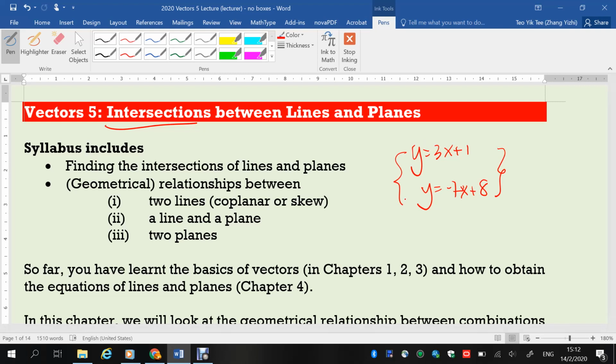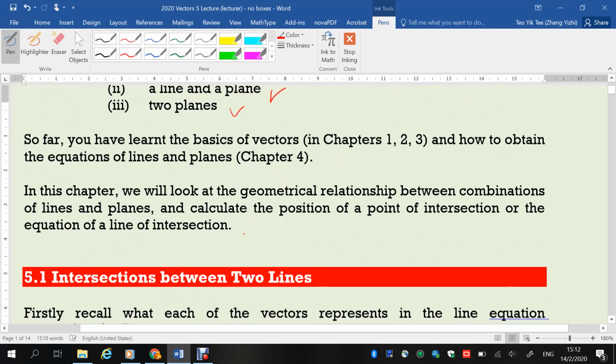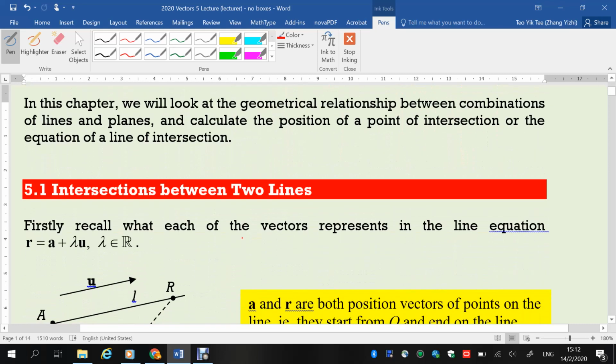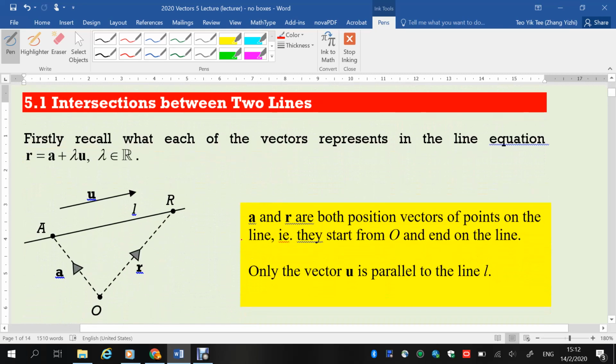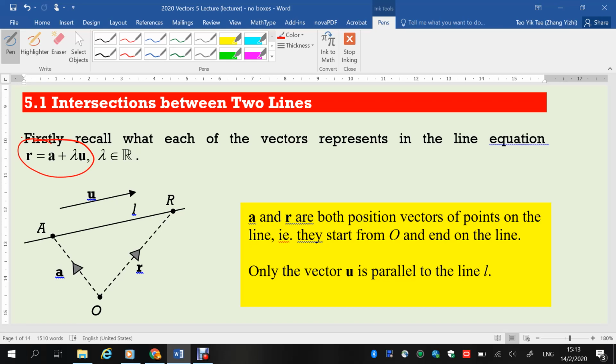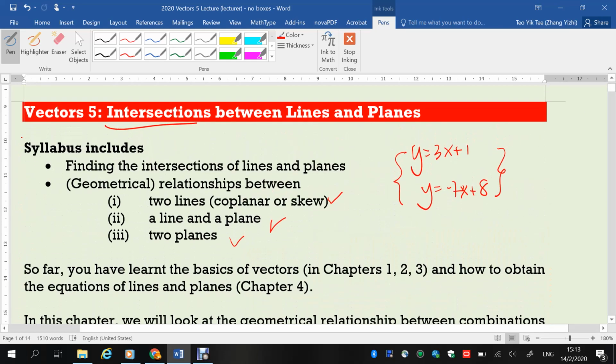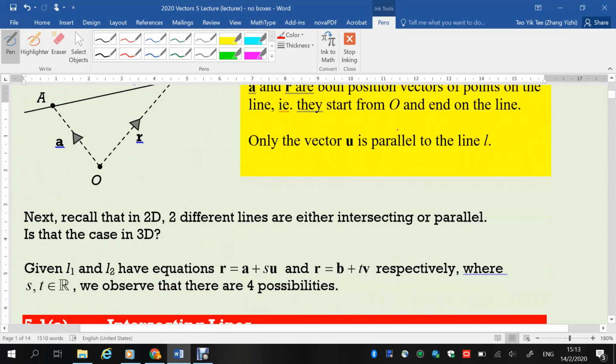So in this chapter, we're going to deal with the relationship between two lines, the relationship between a line and a plane, and the relationship between two planes. In terms of the vectors concept, this is how your vector equation of a line looks like. If I ask you to find the intersection of the two lines, what will you do? Same thing, just like how you handle this, I'm going to equate both equations of the lines together.